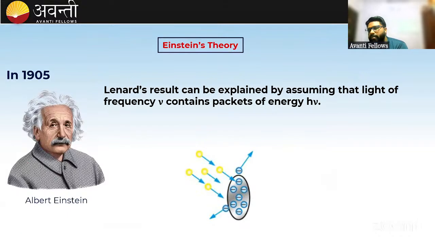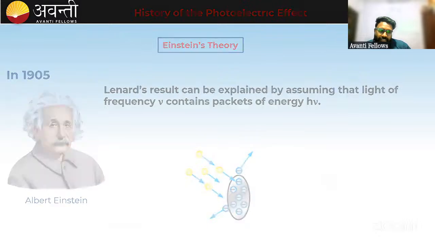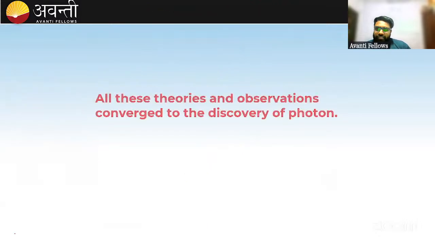ठीक है, और आइंस्टीन ने लेनार्ड ऑब्जर्वेशन और मैक्स प्लैंक की थ्योरी, सब कुछ कंबाइन किया, and after that he made the observation that Lenard's results can be explained by assuming that light of frequency nu contains packets of energy h nu, and these packets are nothing but the photon. देखो जब हम स्पेशली लाइट के बारे में बात करते हैं, तो ये पैकेट्स ऑफ एनर्जी फोटोन कहलाते हैं.